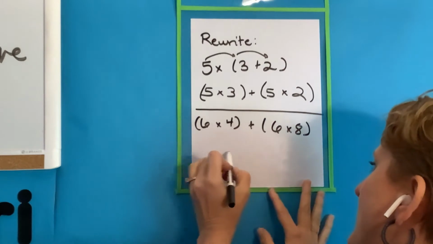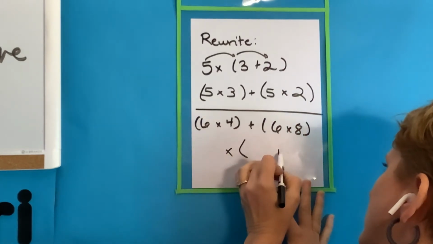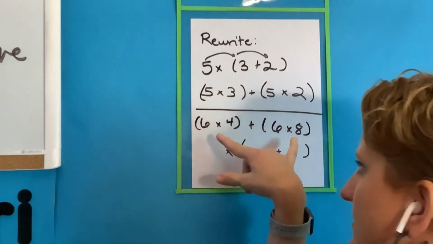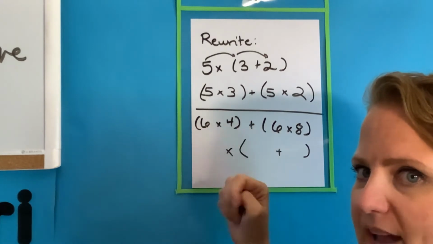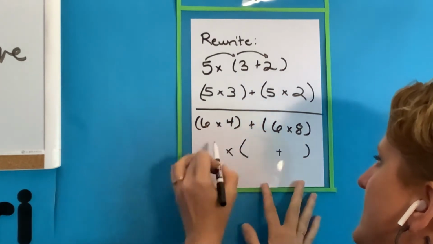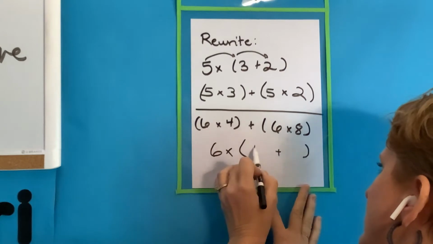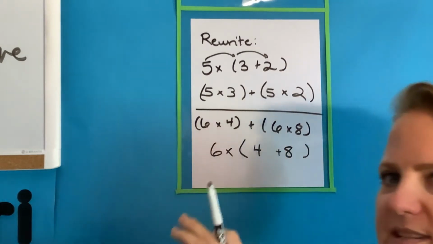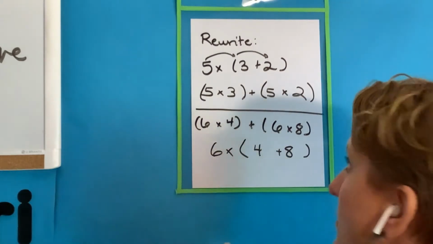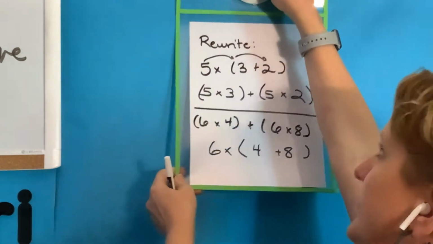And then for this one, we're pulling out what's been distributed. So looking here, what number appears twice? The number 6. So we would say 6 times 4 plus 8 and have those parentheses. How do we do? Hopefully it's coming back to you.